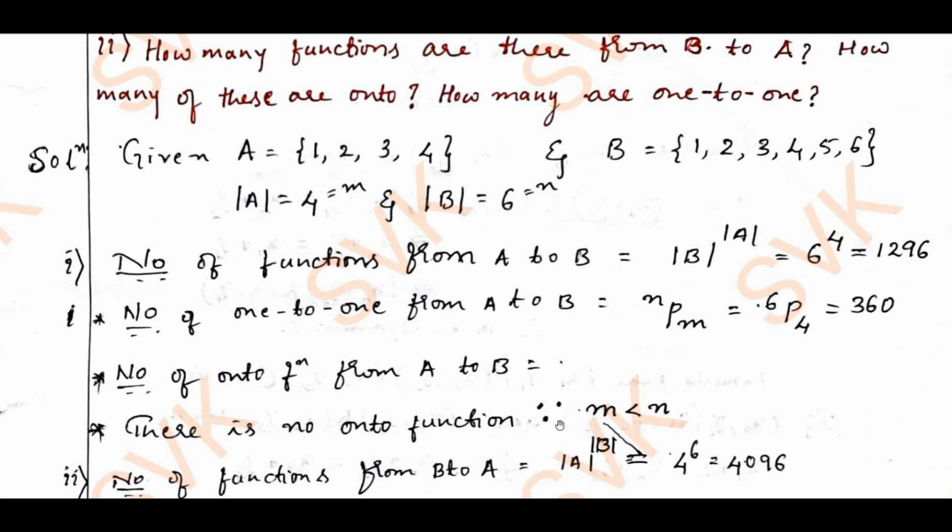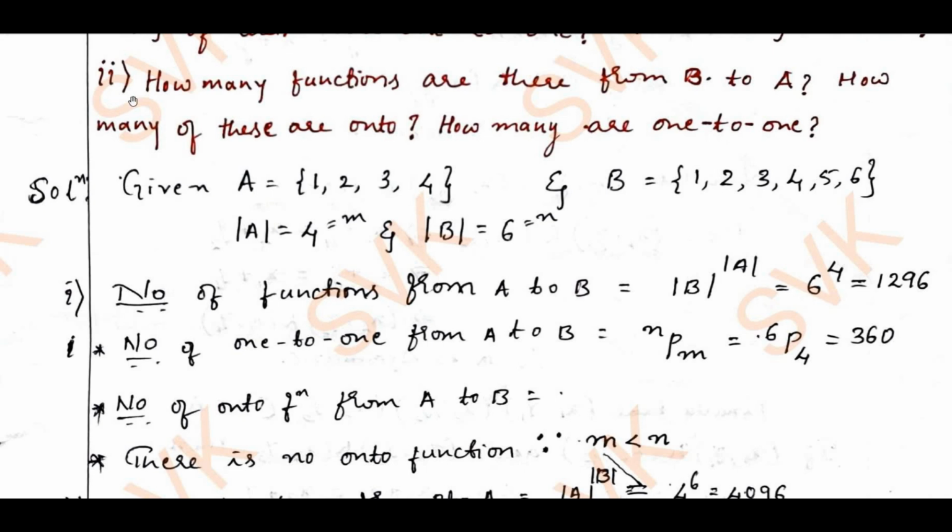So friends, the reason is what? You need to specify the reason. Since the value m is less than n, the value m is less than n, that's why it is not possible to construct. That is what we can say, that we cannot find an onto function from set A to B. Moving on to the next sub question.